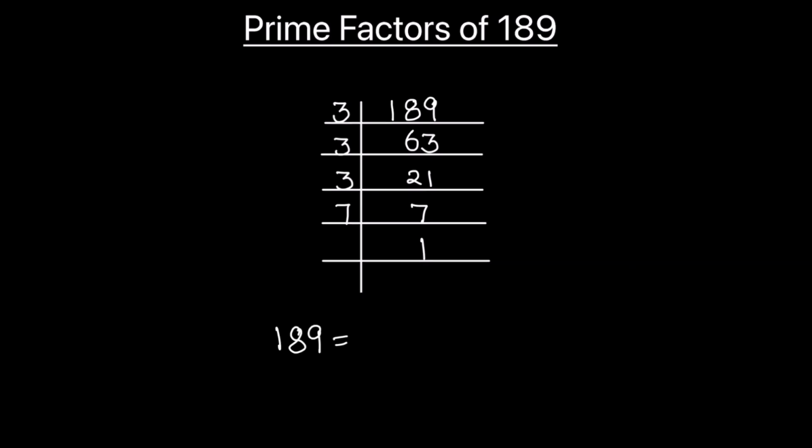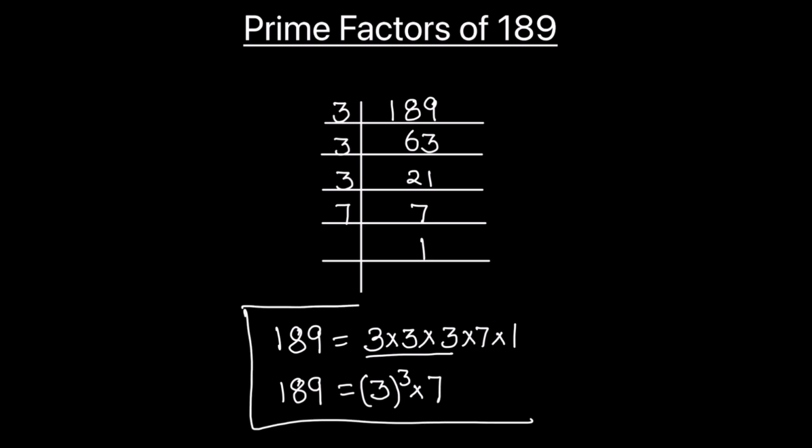Let's write 189 as the product of its prime factors, which is 3 times 3 times 3 times 7 times 1. Or in the index form or exponent form, we can write 189 as 3 raised to power 3. As there are 3 3's, we can write it as 3 cube times 7. These are the prime factors of 189.